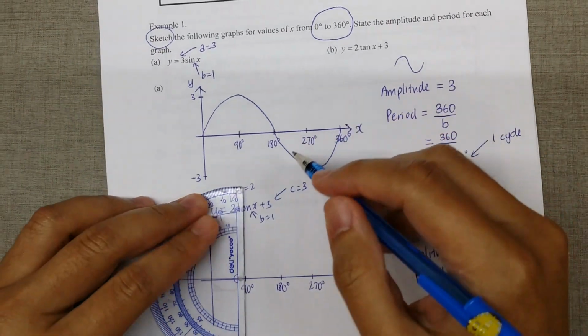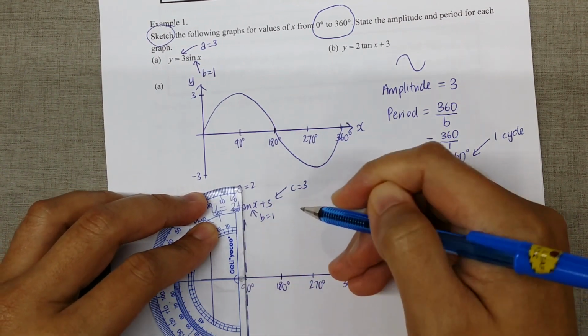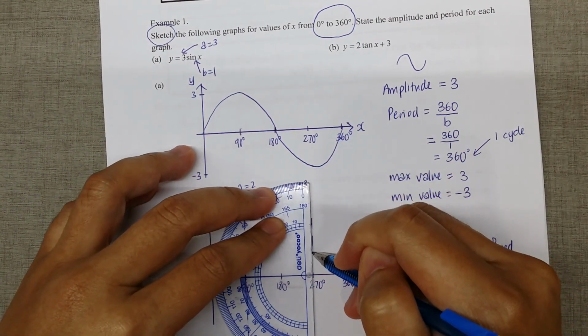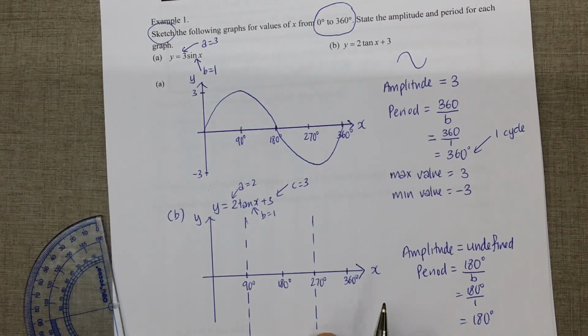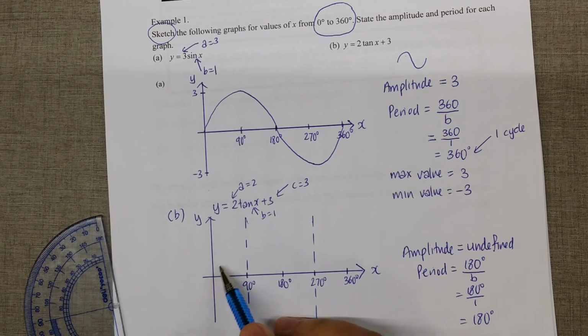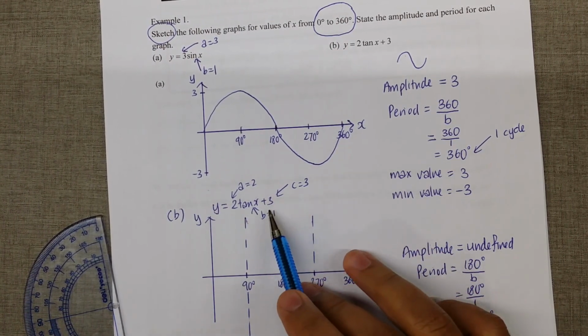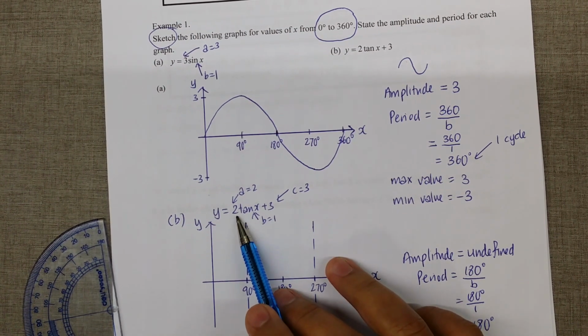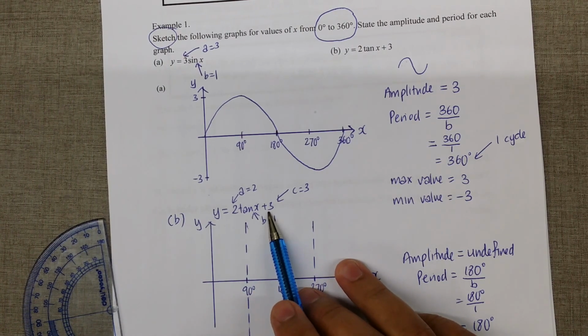So let's draw them. Dotted lines, 90 and 270. Can we start drawing a tangent graph? Yes or no? No, because the difference is this 2 is useless. It's not useful at all, because we don't have amplitude for tangent graph. This 2 is not useful. We can only use this plus 3.